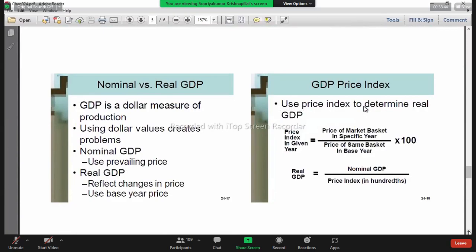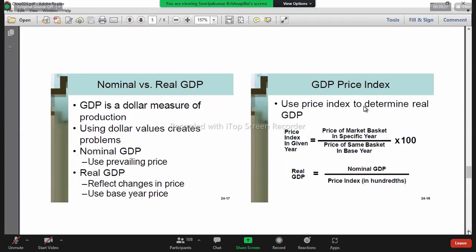So we should know the difference between nominal GDP and real GDP. Real GDP is the one that tells whether our production increases or decreases, because that is the real physical value. But nominal GDP is money value. So even if there is no increase in the real output, because of inflation or price increase, the value may be different.